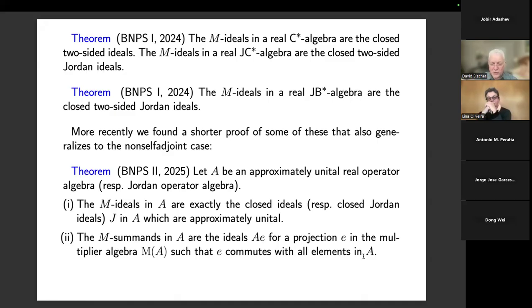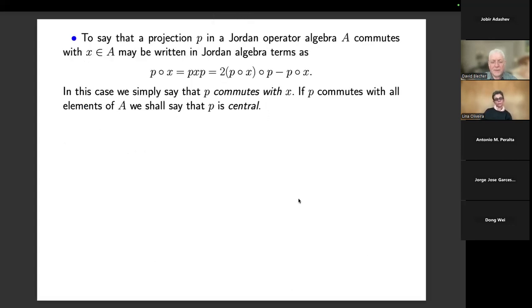So in a Jordan algebra, one has to say a word or two about what it means for elements to commute, but it all makes perfect sense in a Jordan sense, as the next item indicates. So if you have this equation, we simply say that P commutes with X, and if P commutes with all elements of the algebra, we say that P is central.